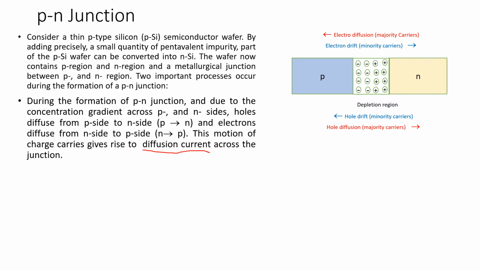See here, holes from p side to n side and electrons from n side to p side. You remember this one. And this is a diffusion current. Diffusion current is shown here, due to majority carriers.